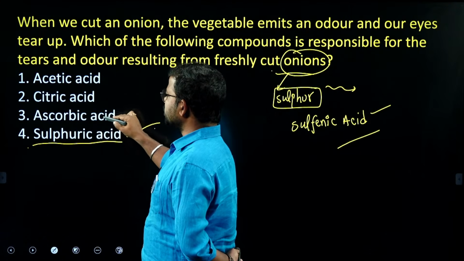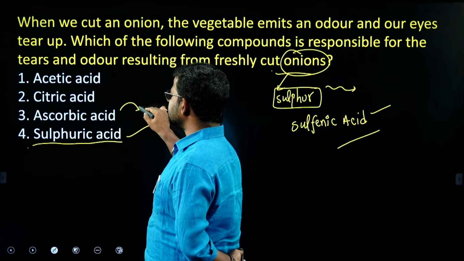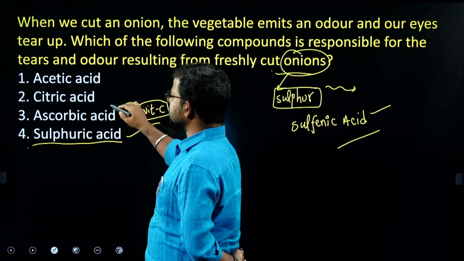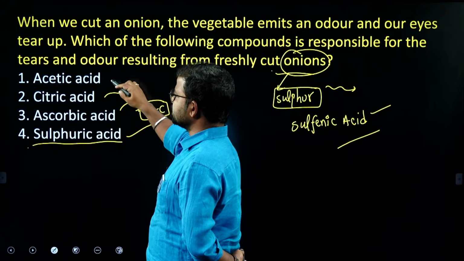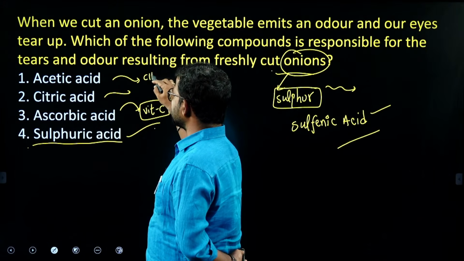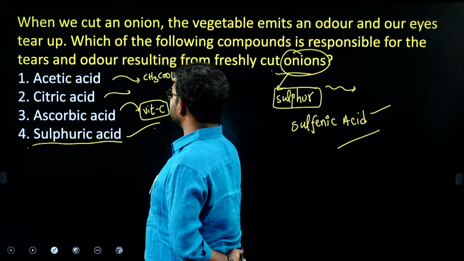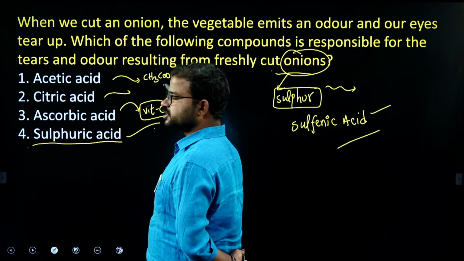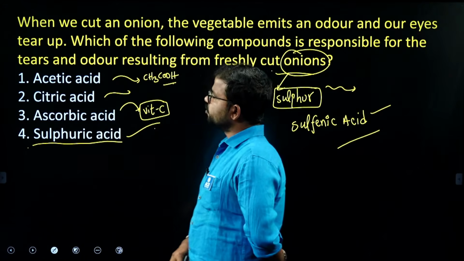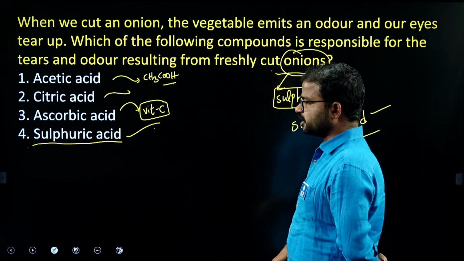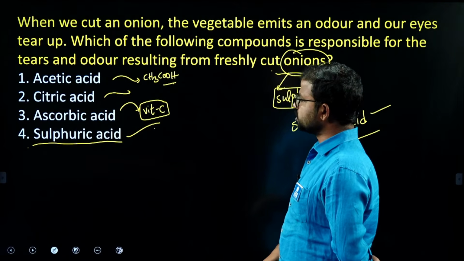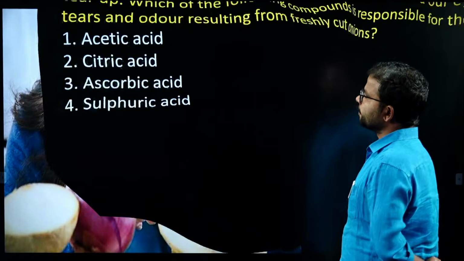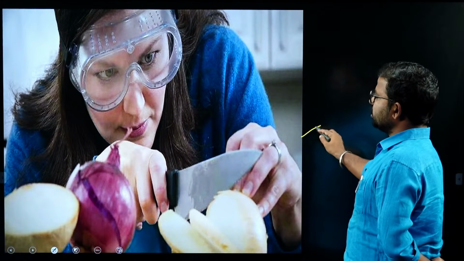Option 4. What about ascorbic acid? Ascorbic acid means vitamin C. So vitamin C is also called ascorbic acid. Next, acetic acid has this formula. Next, what about citric acid? Citric acid also has COOH groups. It does not have any sulfur related derivatives. That's why here the correct option is option 4 only, sulfuric acid.